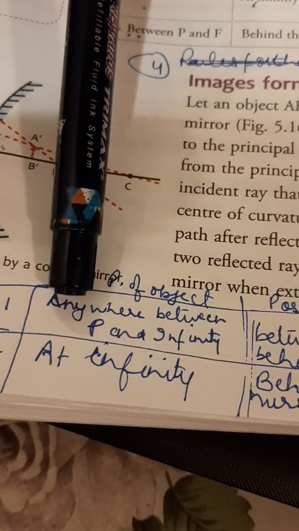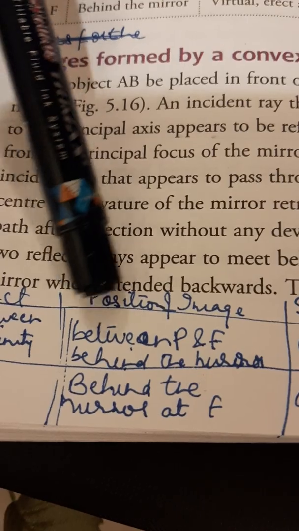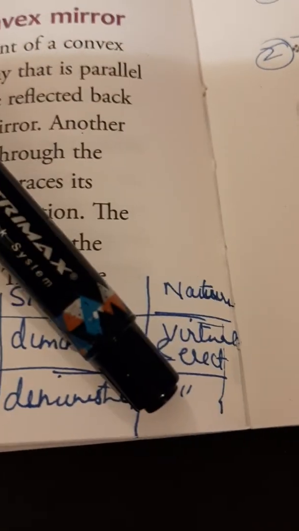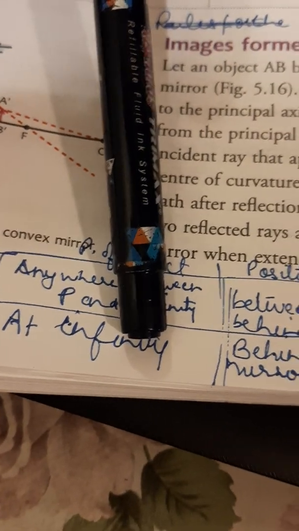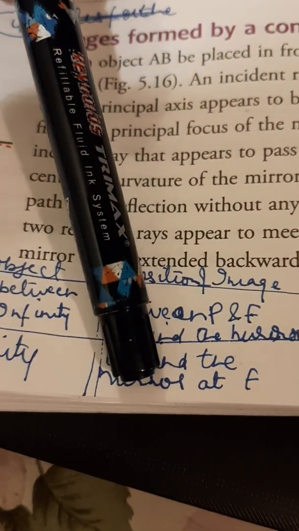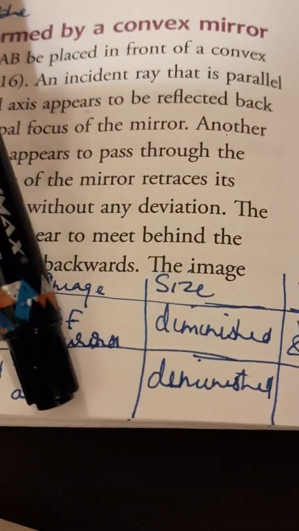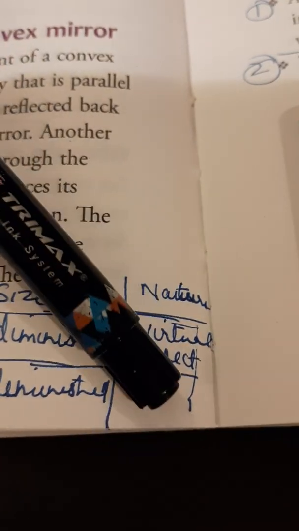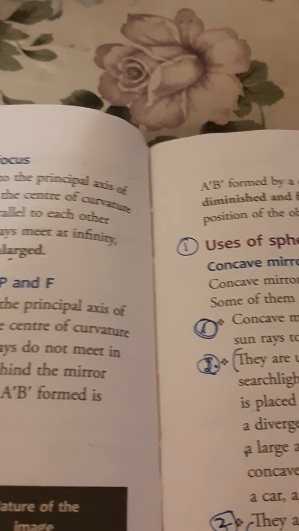Now if you put your object anywhere between pole and infinity, the position of the image is between P and F and behind the mirror. Size diminished, nature virtual and erect. And if you put it at infinity, again behind the mirror, it will now be formed at F or somewhere in between P and F only. Size will be diminished, nature will always be virtual erect. So irrespective of the position of the object, in case of a convex mirror, the image is always virtual.